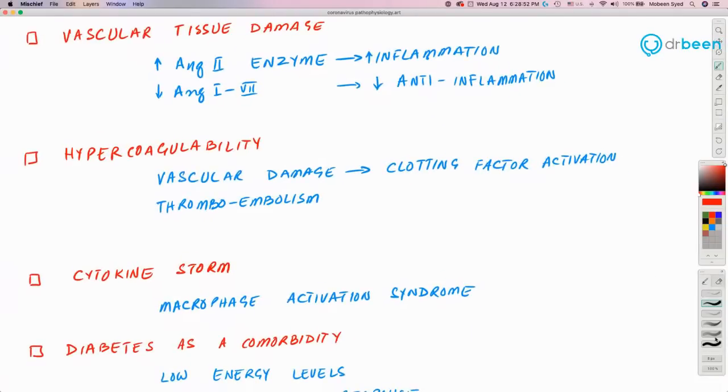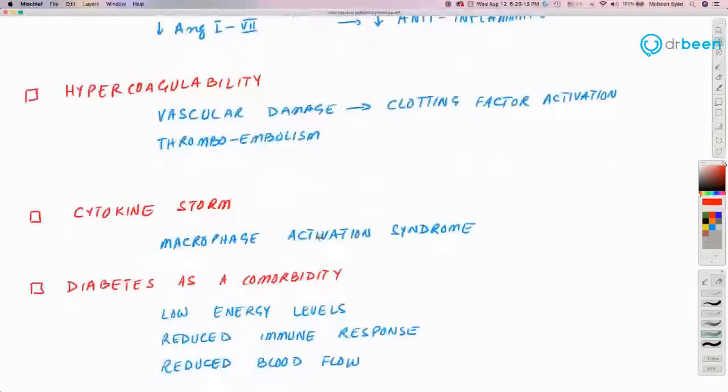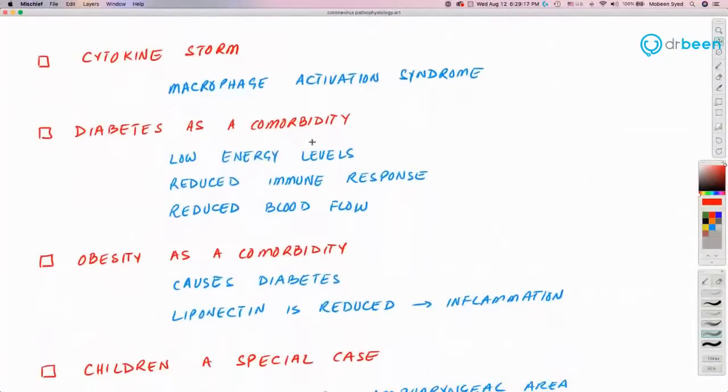Then I just covered it now, hypercoagulability. Vascular damage causes clotting factors to become activated, which causes the thrombus to form, which then causes emboli to form, which then causes number 1 bleeding disorders and number 2 ischemic conditions that would cause strokes and COVID-19 toes and so on. Then cytokine storm.